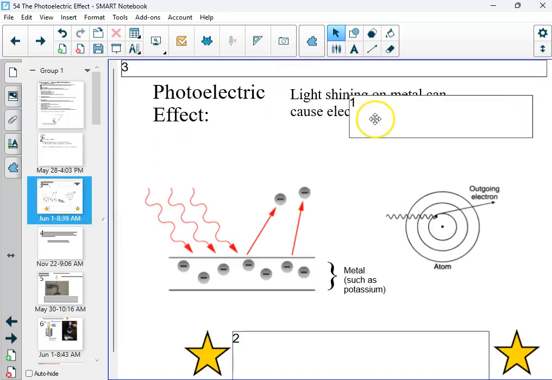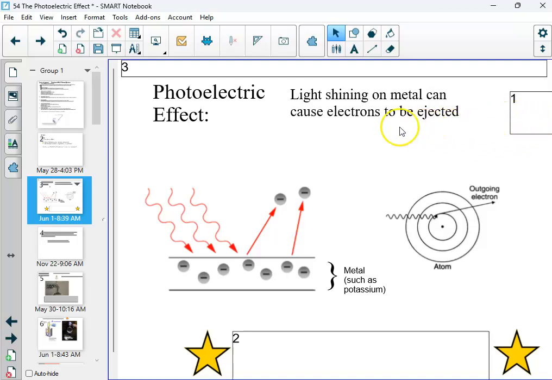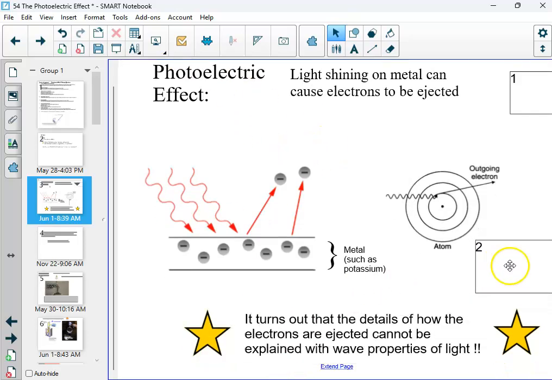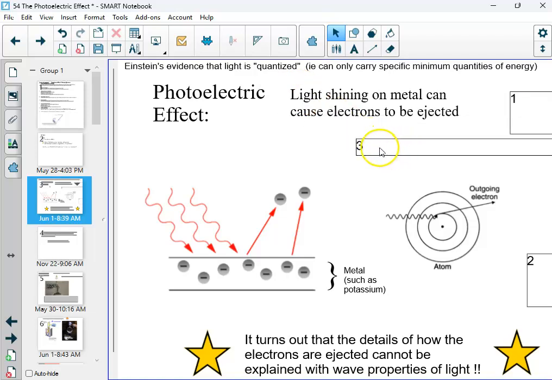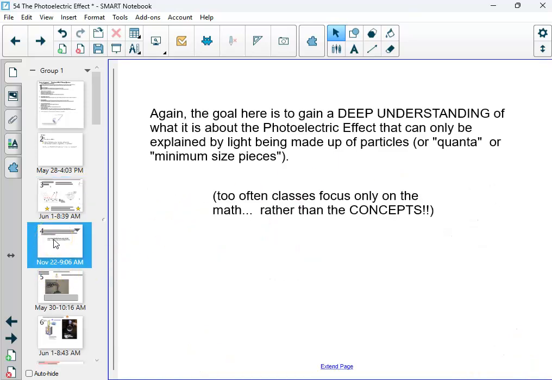So, the photoelectric effect. People knew about this, and Einstein studied it further and realized some things. Light shining on metal can cause electrons to be ejected. It turns out that the details of how the electrons are ejected can't be explained with wave properties of light. This was Einstein's evidence that light is quantized and can only carry specific minimum quantities of energy, and eventually the conclusion that light is actually particles.